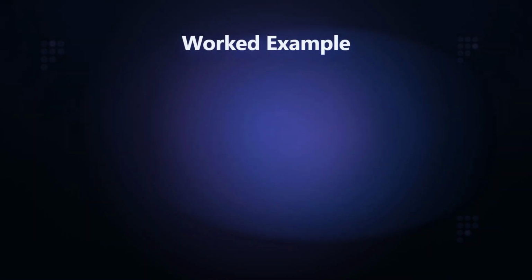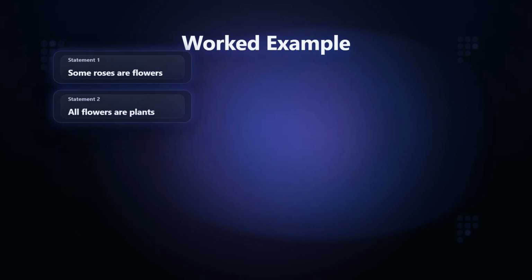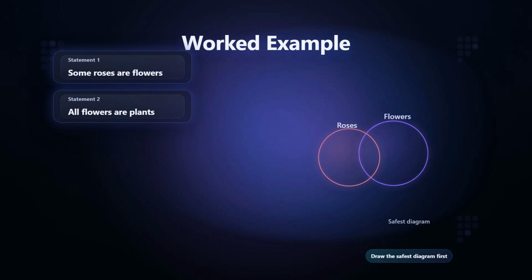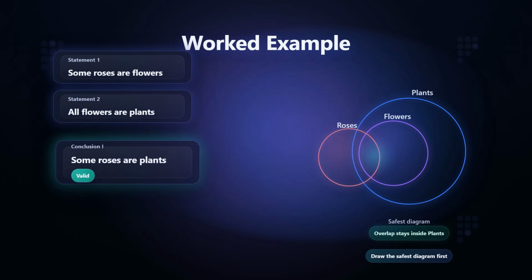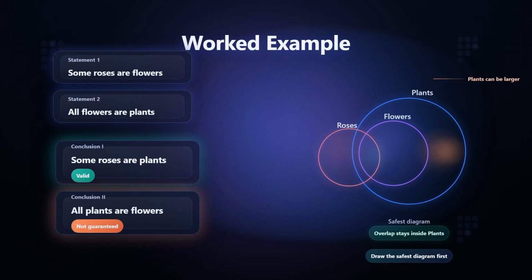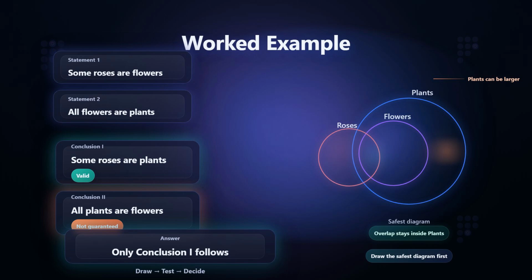Let's solve one basic question using the method. Statement 1. Some roses are flowers. Statement 2. All flowers are plants. Now, first draw roses partially overlapping with flowers. Then place flowers fully inside plants. Now, test conclusion 1. Some roses are plants. Because the rose-flower overlap sits inside plants, this definitely follows. Conclusion 2 says all plants are flowers. But plants can be bigger than flowers. So conclusion 2 is not guaranteed.